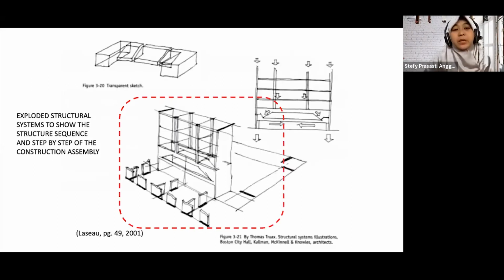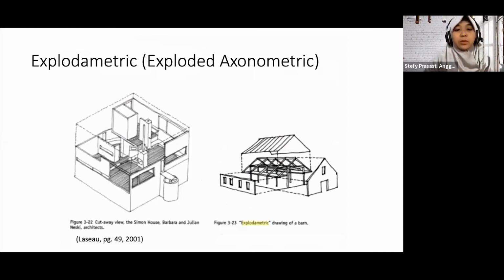Now, this is an example of how we can use the explodometric. We can use the explodometric to explode a structural system to show the structural sequence and, sometimes, the step-by-step construction assembly. This is a structural system illustration to show the system of the building and the structural system of the building. And sometimes this is some other drawing to express the explodometric to explain the structure system.